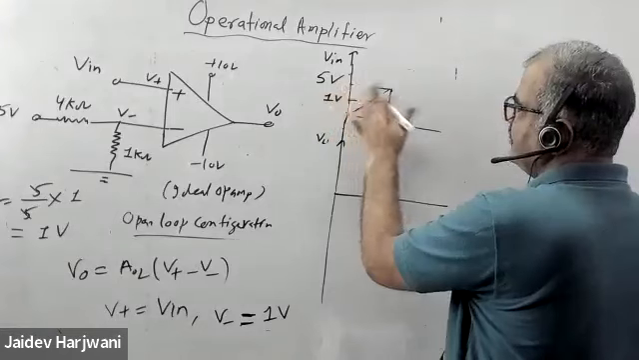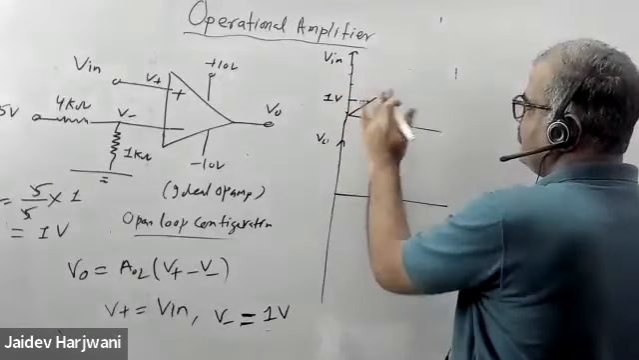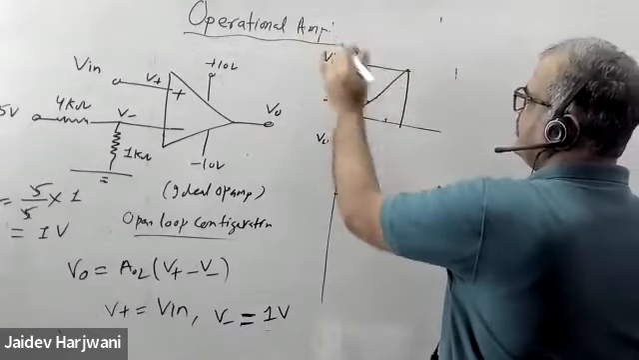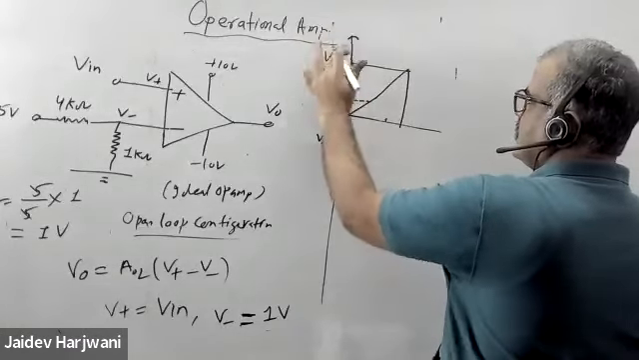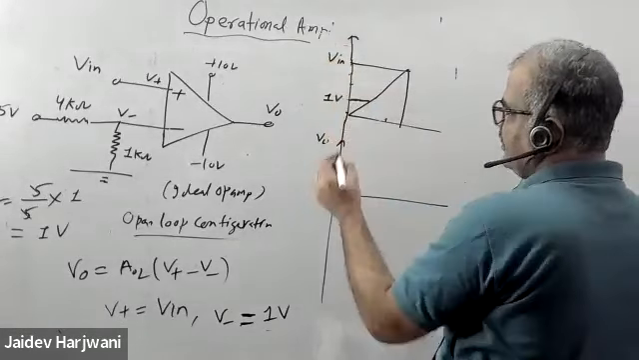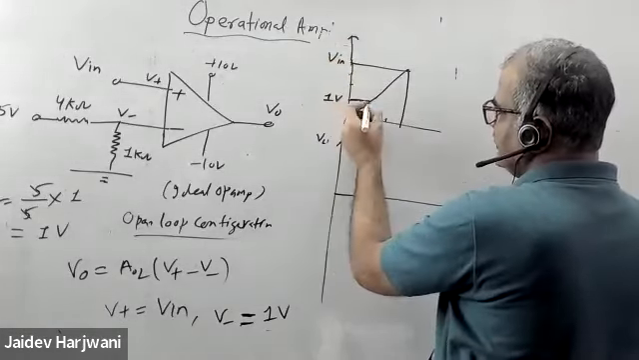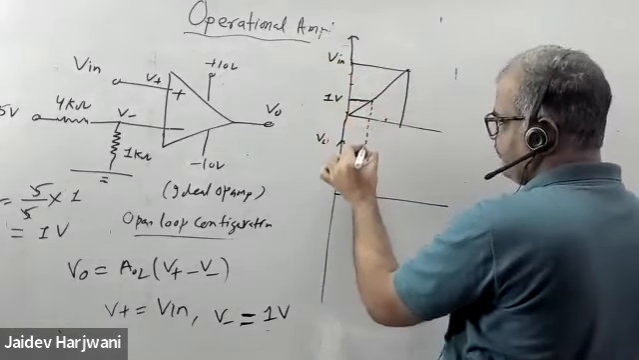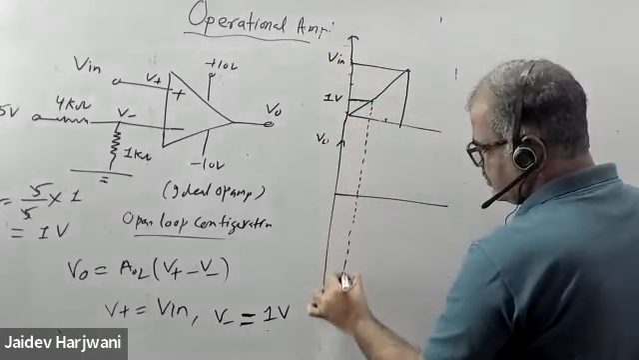So I can say this is my 1 volt, and this is my 5 volt. Now this V input is 1 volt from here up to here, so my scale will go up to here. So this is here 1 volt.